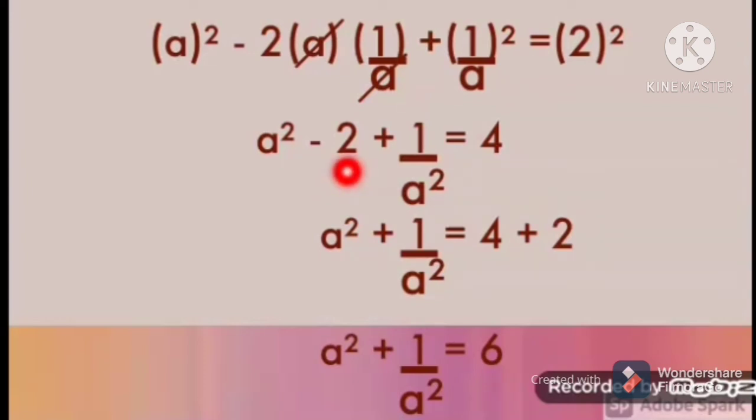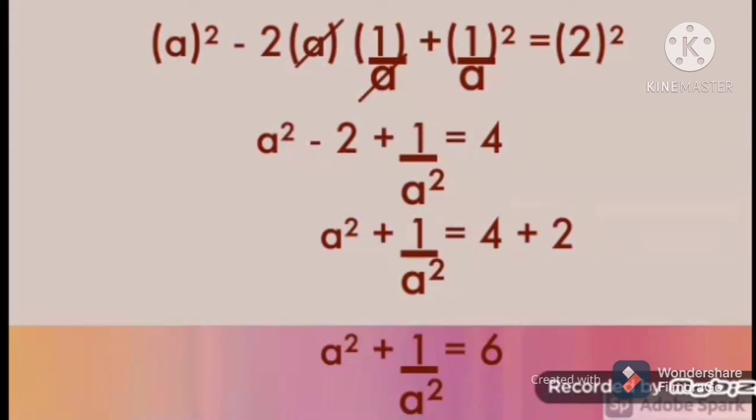Now we take minus 2 to the other side of the equation. Here there is a negative sign. When we take 2 to the other side, it will become positive. So it will be added to 4. 4 plus 2 will be equal to 6. So a square plus 1 by a square is equal to 6. This is the result which we have to prove.